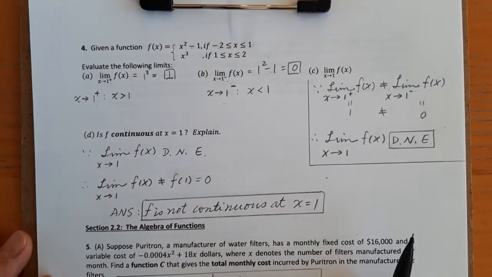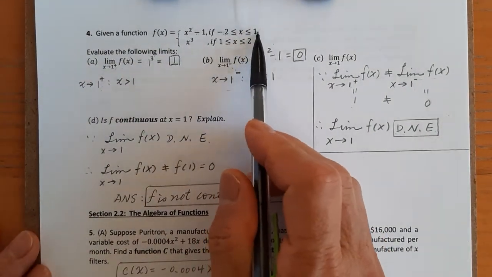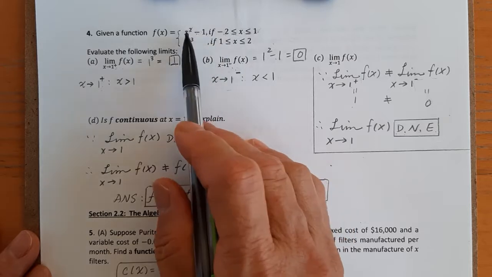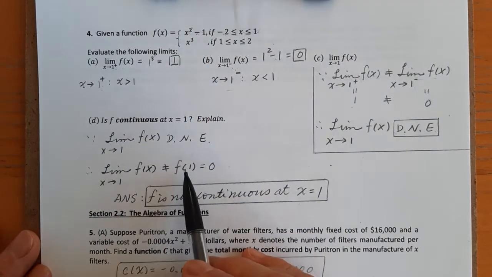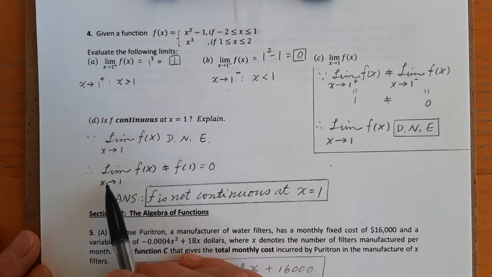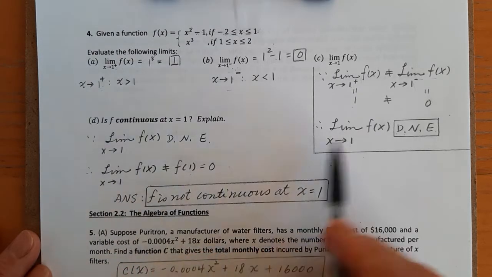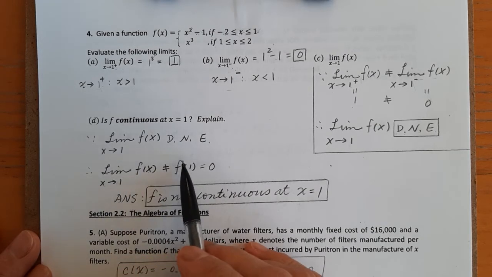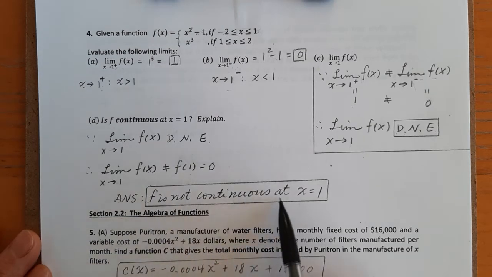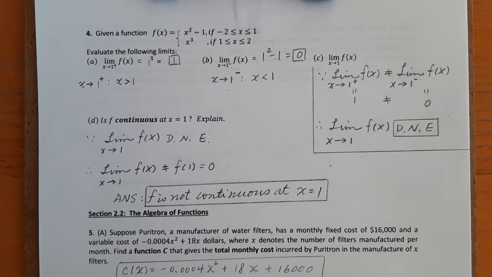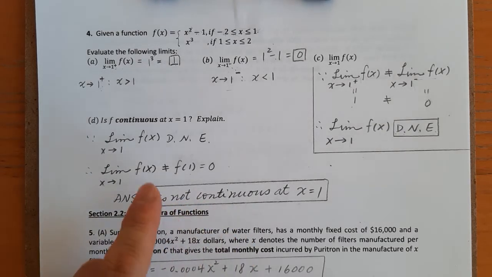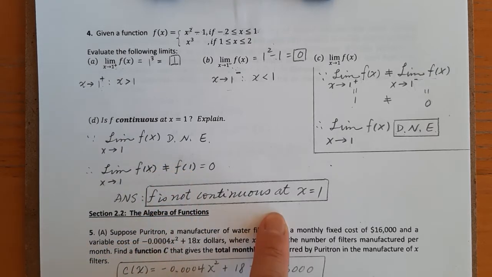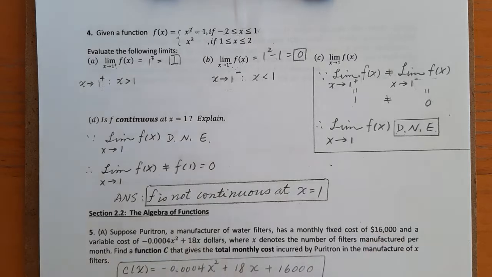What is f of 1? When x equals 1, you plug it in here and figure out it is 0, because x equals 1 uses this one: 1 squared minus 1 is 0. f of 1 is 0. But the limit as x approaches 1 of f of x doesn't exist. So the limit is not equal to f of 1, and f is not continuous at x equals 1. If you want it continuous, it has to be equal: f of 1 must equal the limit. If not equal, then it's not continuous.